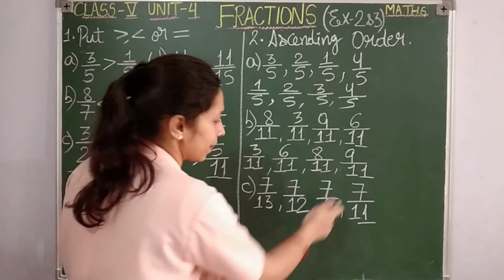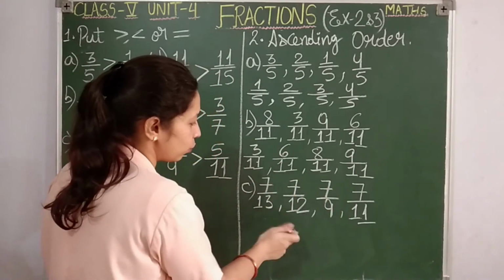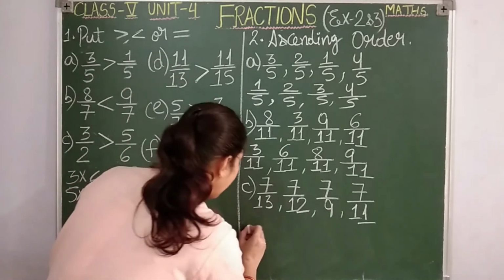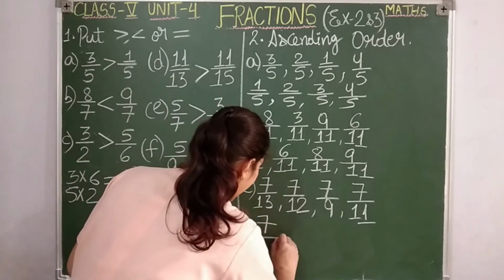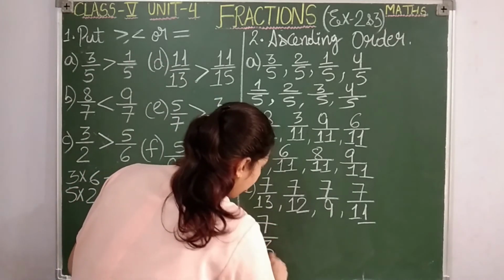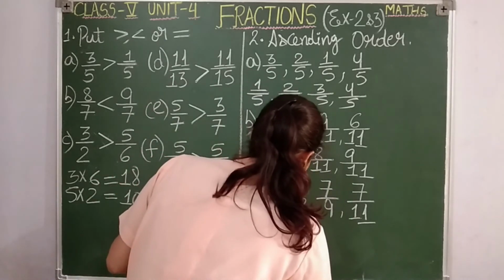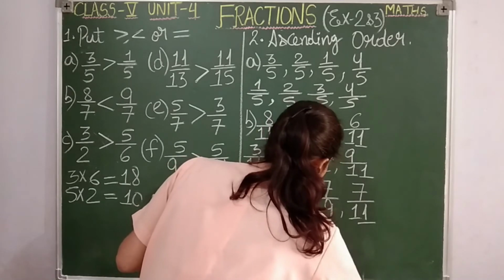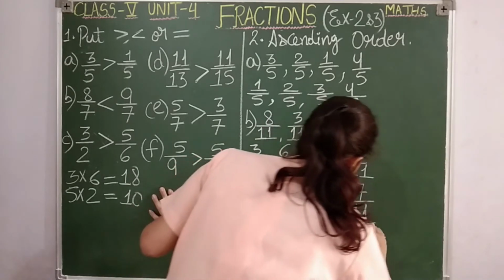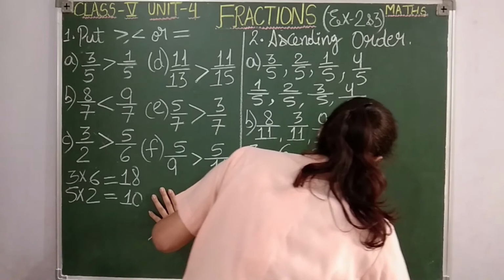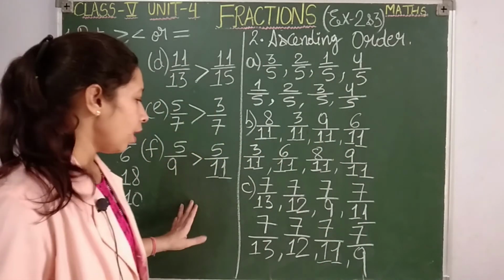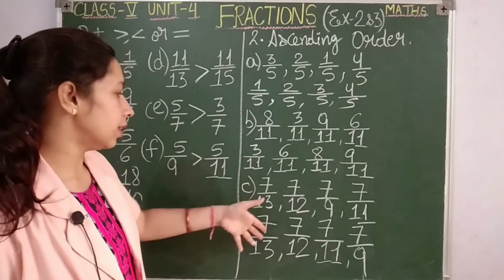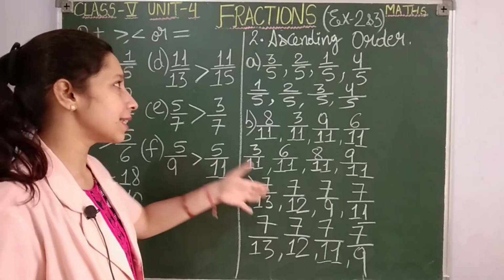A little smaller than that is 7 by 11, then 7 by 12, then 7 by 13. That means here the smallest fraction is 7 by 13. Then 7 by 12, then 7 by 11, then 7 by 9. Clear students? Okay, so we have arranged point number C also in ascending order.